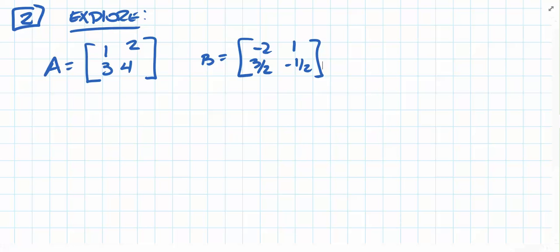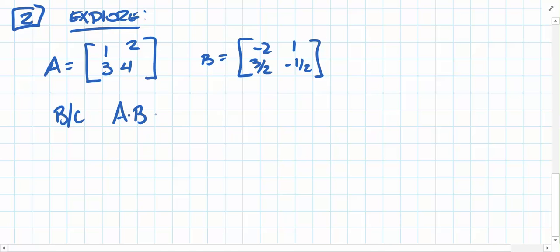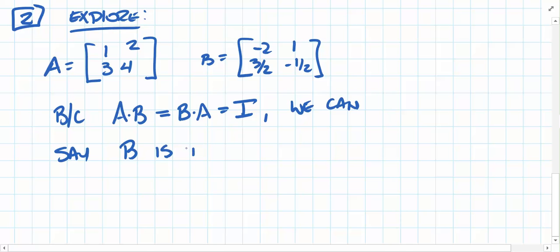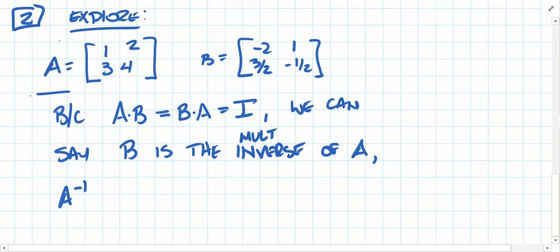So here's what we can say. Because A times B was the same thing as B times A, which was the same thing as I, and I, remember, is the definition of the identity matrix, because this statement is true, we can say the following: that B is the multiplicative inverse of matrix A. And sometimes we call the multiplicative inverse A inverse. So it would look like that, okay?